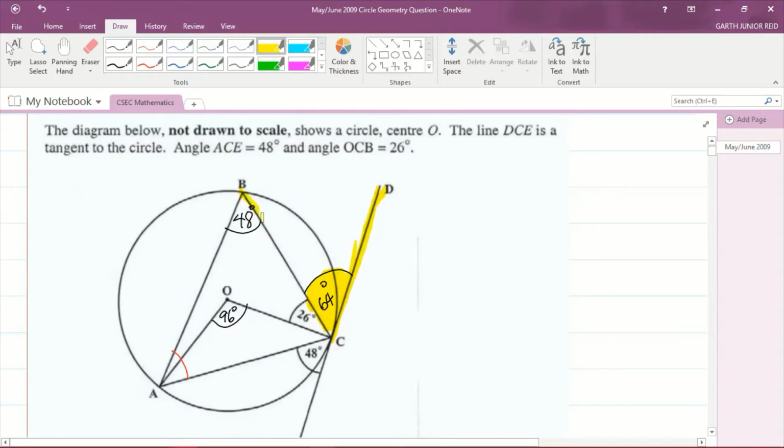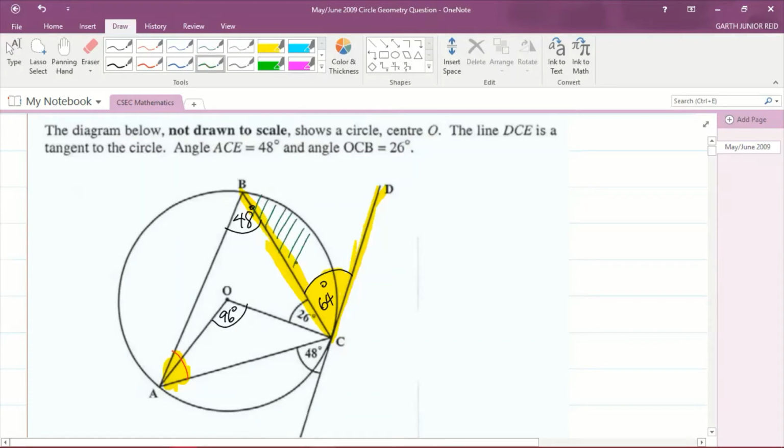And here we have a chord BC. Great. And this is the angle that we're trying to find. So we can use the theorem which says that the angle between the tangent and the chord is equal to the angle in the opposite segment. Okay, so this is our segment here.